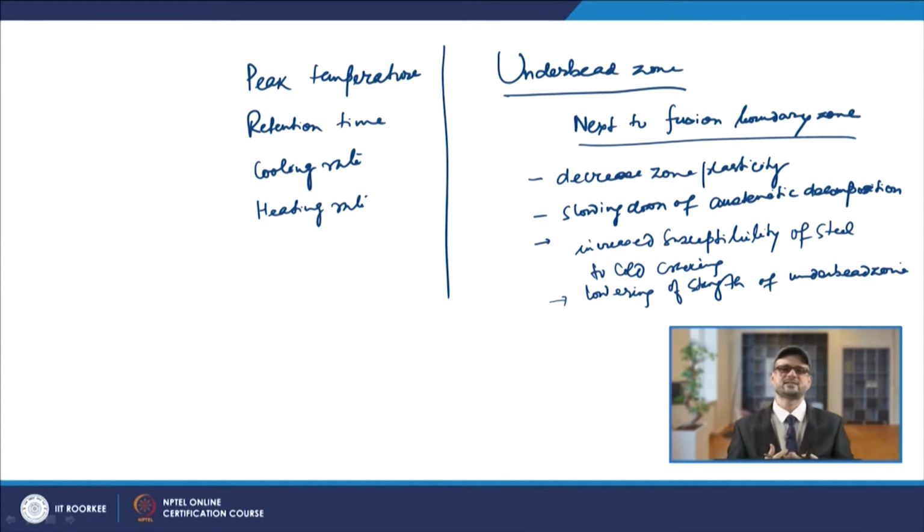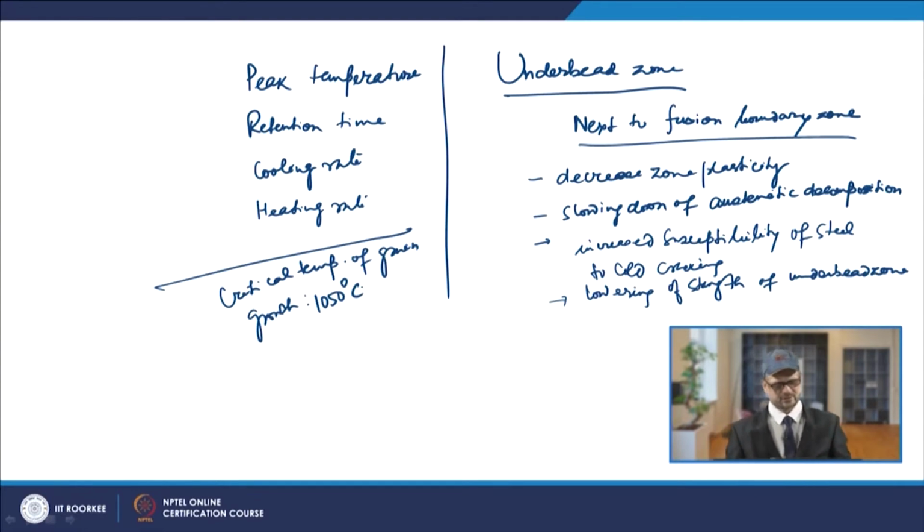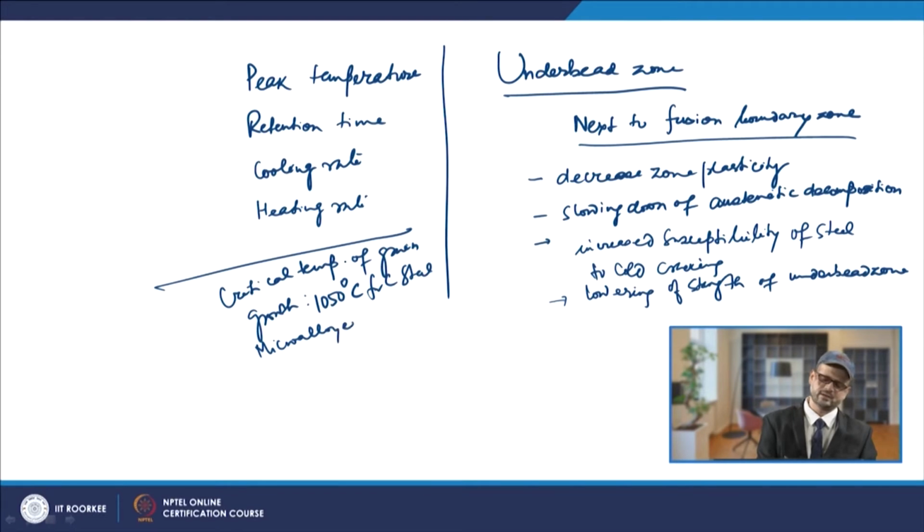Now, as we discussed, this is the critical temperature of grain growth. We are talking about the zone which is below the fusion boundary zone, next to the fusion boundary zone. How much growth there is depends upon the critical temperature value of grain growth, which is normally 1050 degrees centigrade for normal carbon steel, whereas for microalloyed steel it goes up to the order of 1350 degrees centigrade.